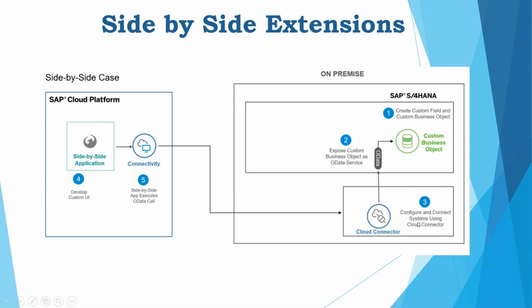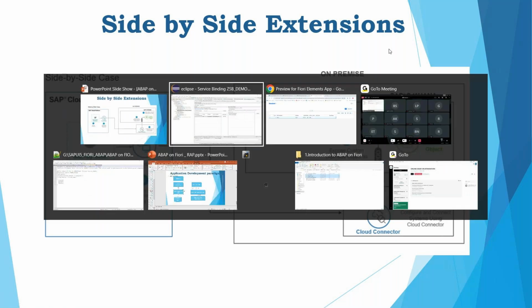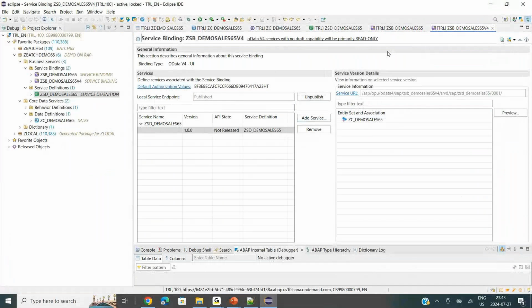It means you are developing the OData service in the on-premises system, and you are developing your Fiori app in BTP. This is called side-by-side extension. You are extending your development in BTP, and you are extending your OData in the on-premises system. This is one of the use cases of BTP. That is S4 HANA in-app and side by side.